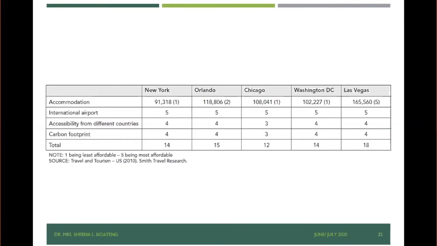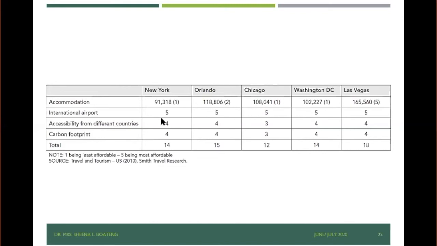So looking at the accommodation section, for instance, we can see that Las Vegas offers the highest amount of accommodation. Please, can we see it? Yes. So they scored a 5. On every criteria, they were grading them out of 5. So Las Vegas scored the highest of a 5, followed by Orlando, which had only 118,806 positions for accommodation, and they scored a 2.